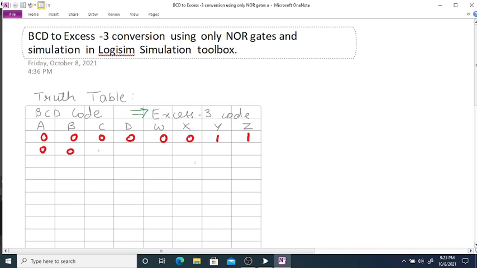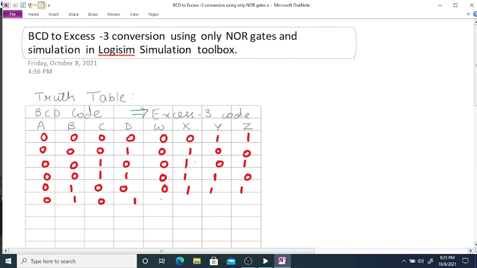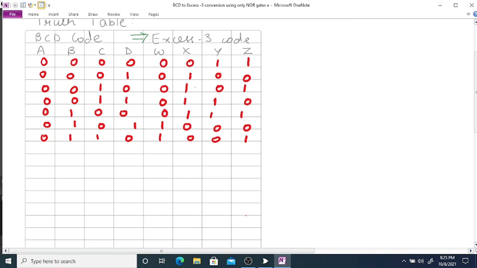Similarly, for 0001 we will get 0100, 0010 we will get 0101, 0011 will give us 0110, 0100 we will get 0111, 0101 gives 1000, 0110 gives 1001, 0111 gives 1010.